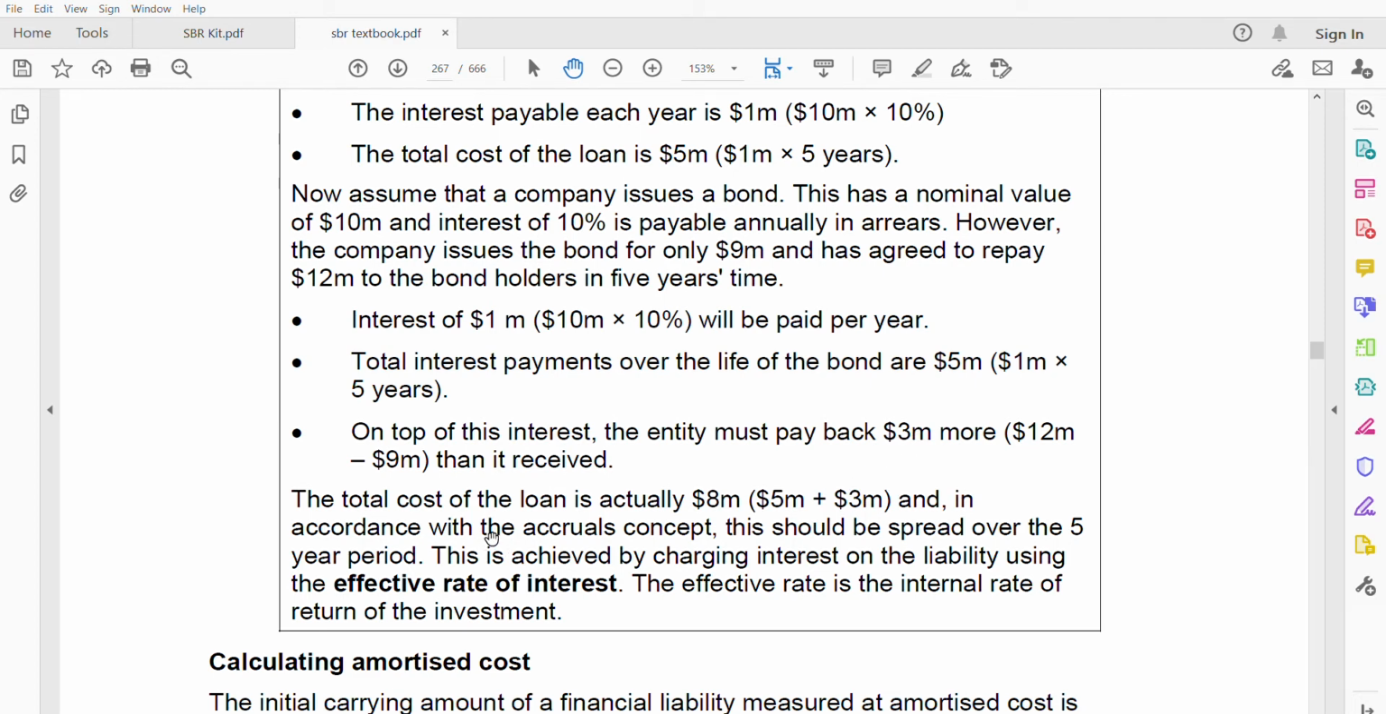And in accordance with the accrual concept, this should be spread over the 5 years period. This is achieved by charging interest on the liability using the effective rate of interest. They will give you the effective rate of interest, don't worry. The effective rate is the internal rate of return on the investment. That means that is IRR of the investment. Don't worry if you're not understanding the theory behind it, but definitely when we do questions you will understand this.